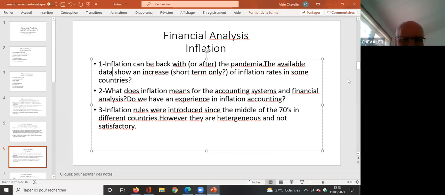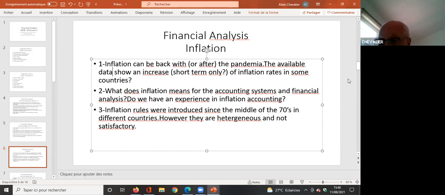So on this slide, I want to show you questions which are raised in terms of financial analysis because of the inflation or potential inflation increase. Point one here, inflation can be back with or after the pandemic. If you have a look at the available data, they show an increase. But the question is, is it a short-term increase only of inflation rates in some large countries?